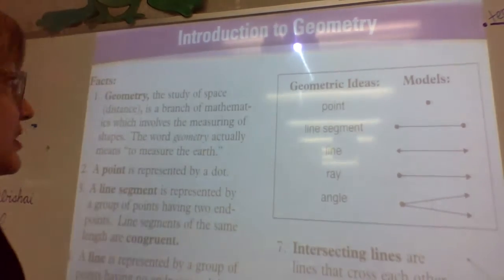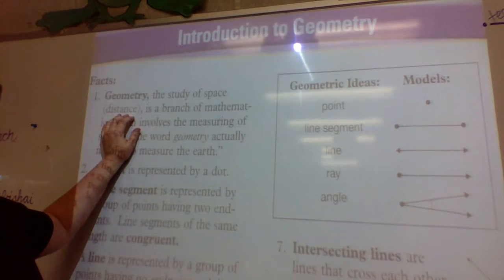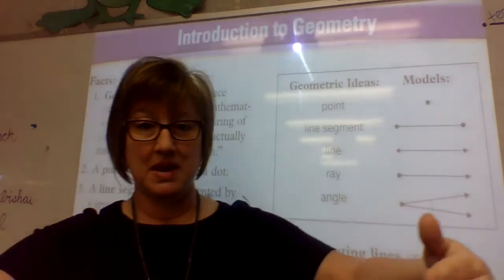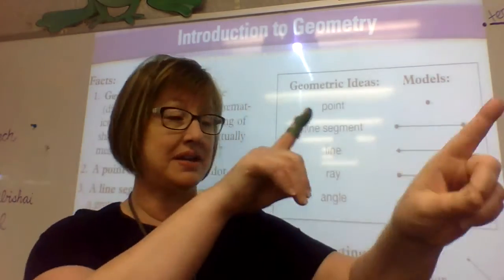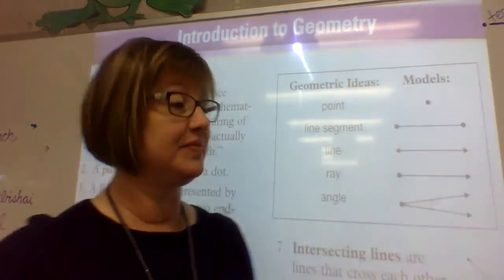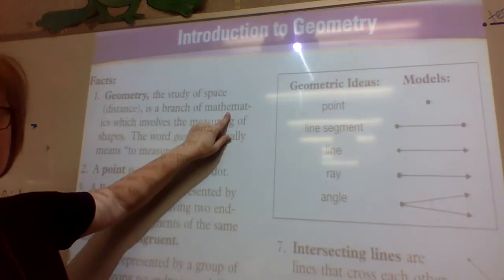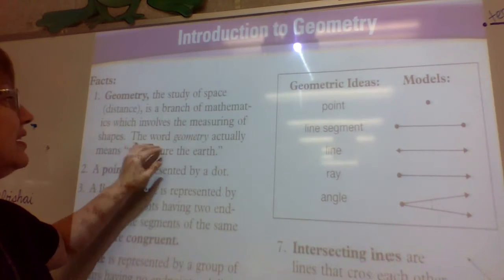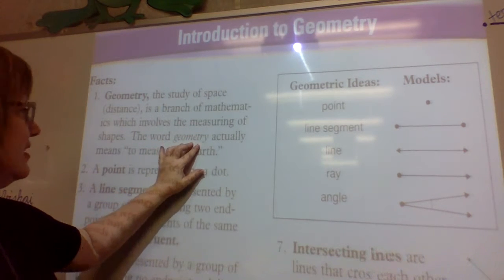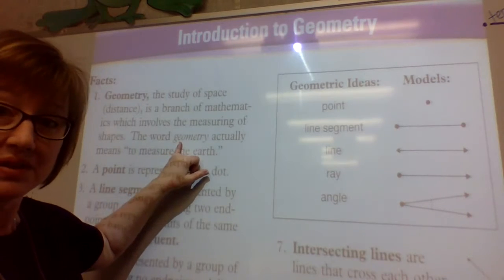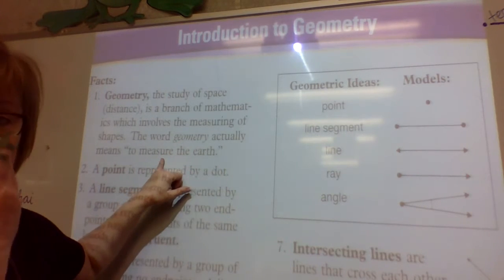Geometry means the study of space, and not outer space, but the space right here or the space over there. So distance, area. It's a branch of mathematics which involves the measuring of shapes. The word geometry actually means to measure the earth. Geo means earth, metry means measuring.